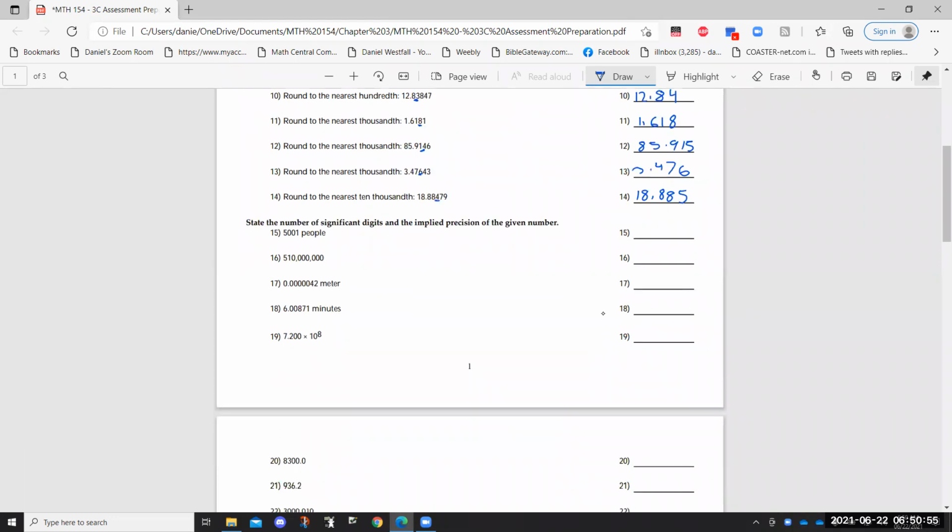Now we're going to talk about significant digits. You might hear me actually say sig figs, which stand for significant figures. That's usually what we call them in science class. So the rules for significant figures are that all non-zero digits are significant. Zeros that are between non-zero digits are significant.